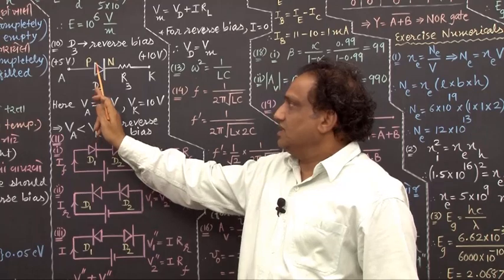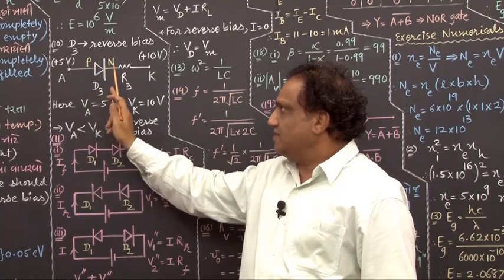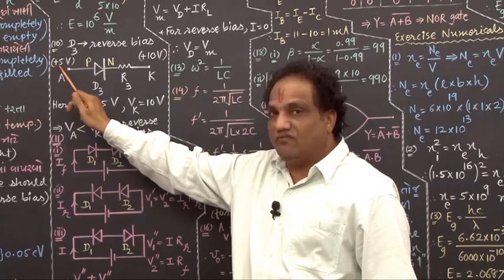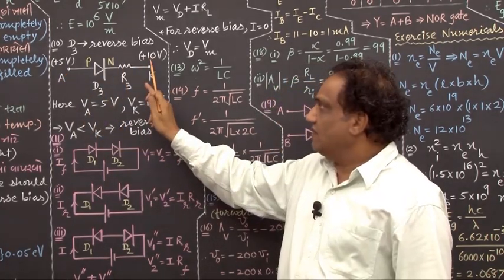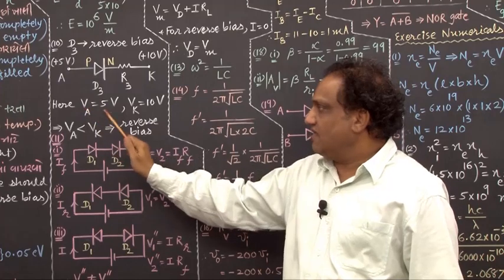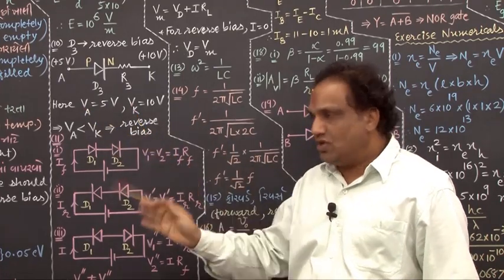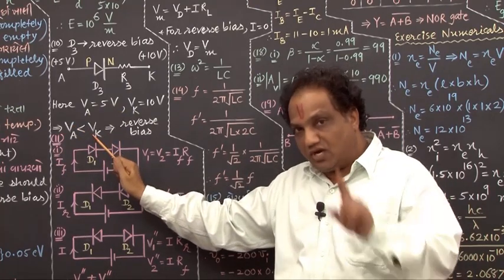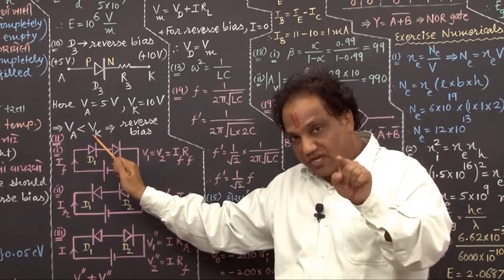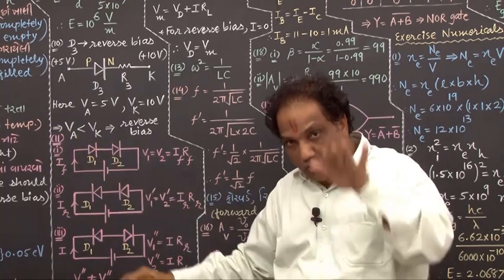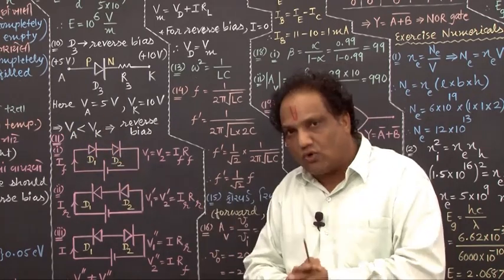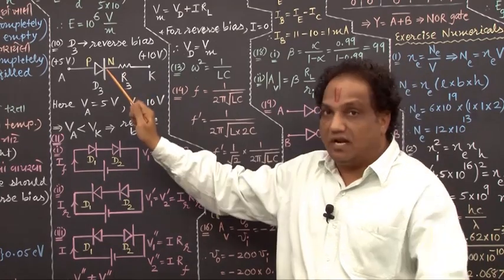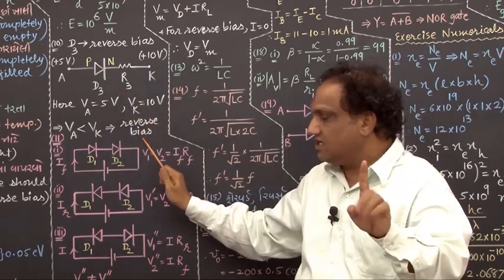This is P-type semiconductor, this is N-type semiconductor, this is anode, this is cathode. What is the potential at anode? They have given 5 volt. Potential at cathode they have given 10 volt. So VA is 5 volt and VK is 10 volt. You can see 5 is less than 10, so VA is less than VK. I told you, for that diode for which the potential at anode is lower than potential at cathode, it must be having reverse bias. Okay, so this diode D3 lies right now in reverse bias condition.